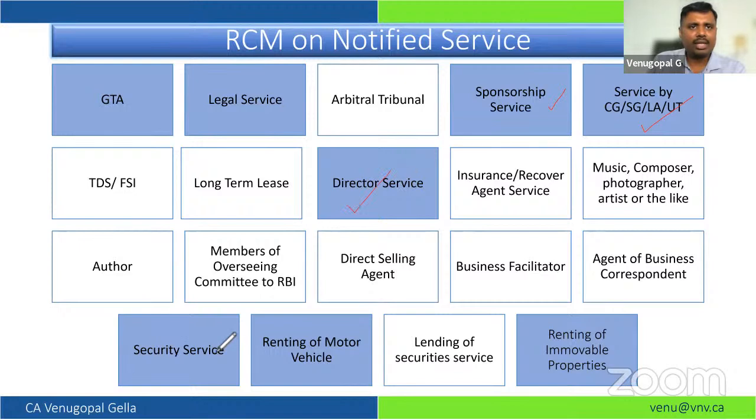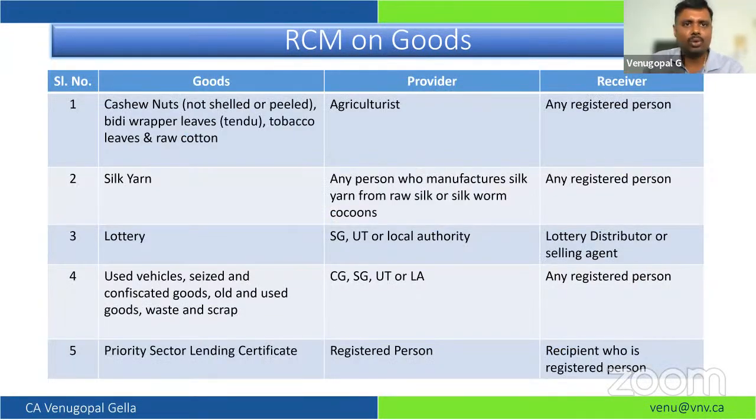Security services is a new entry, which came in 2018, 2019. From this year, June 2022, the renting of immovable property has come. So from time to time, these entries are coming up. You have to ensure that you have discharged the GST on it. This is on services. Even for goods, you have some more entries. So even on goods you have to discharge.